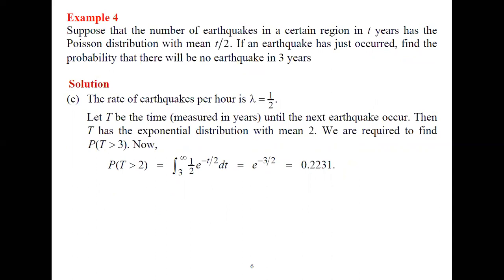Suppose that the number of earthquakes in a certain region in T years has a Poisson distribution with mean T over 2. A Poisson distribution with mean what? T over 2.